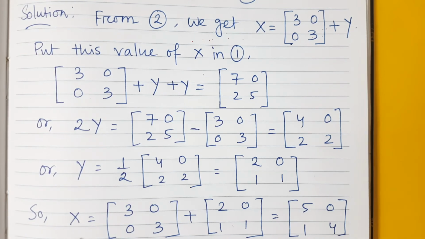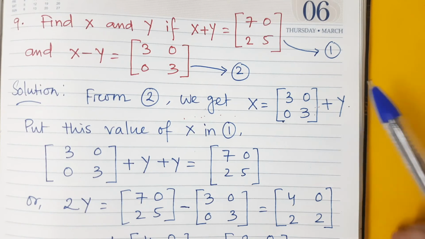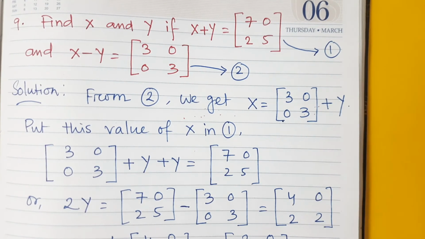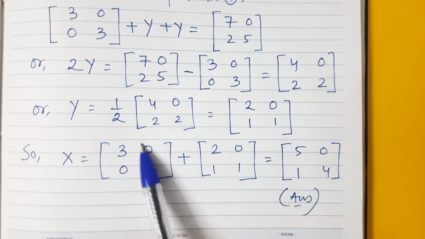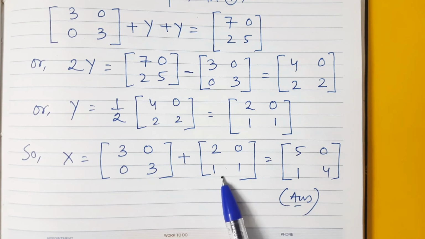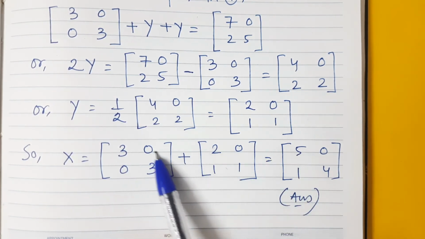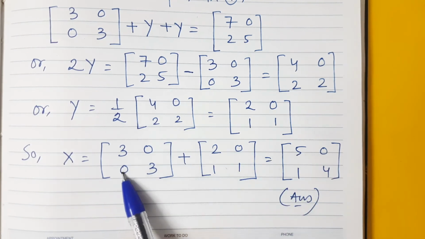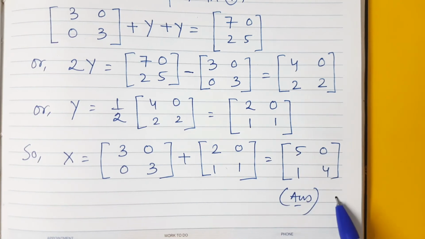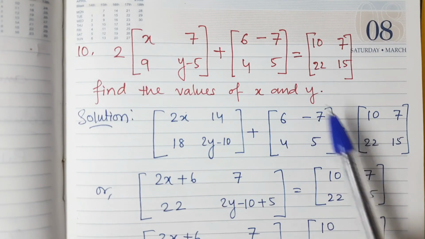Now we need to find x. From this equation, you just put the value of y in this equation and you will get the value of x. See here, this matrix plus this was the value of y, so I am putting it. You just do the addition. 3 plus 2, which is 5, 0 plus 0, which is 0, 0 plus 1, which is 1, 3 plus 1, which is 4. So this is the answer. This is the last sum of this chapter.